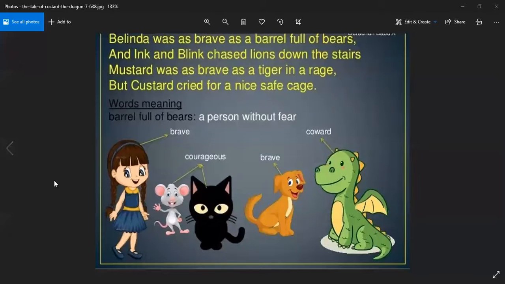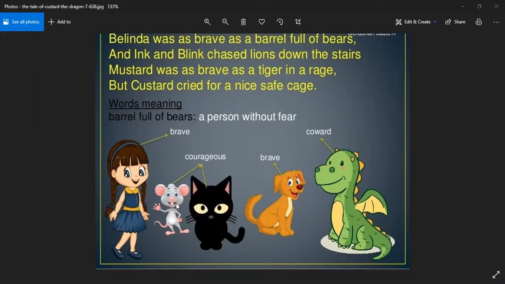So this stanza has actually taken up the traits of these creatures. So you must relish this picture. This is the little girl, Belinda. Barrel full of beers means a person without fear. So she considers herself fearless. She's very brave. She does not get scared at all by others. And then we have this little black kitten who's also courageous, and this gray colored mouse also.